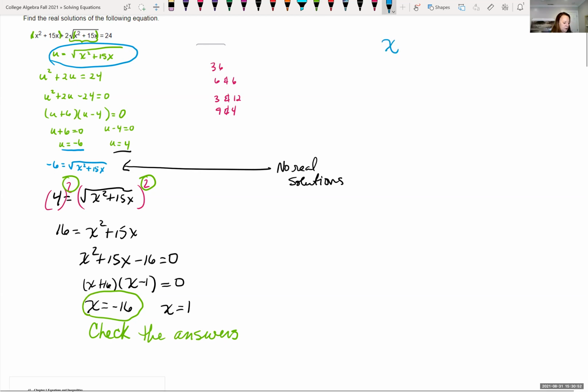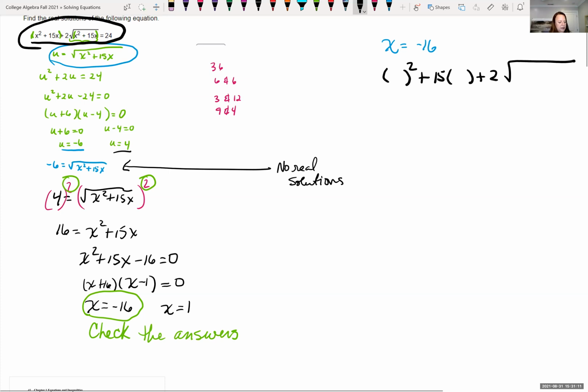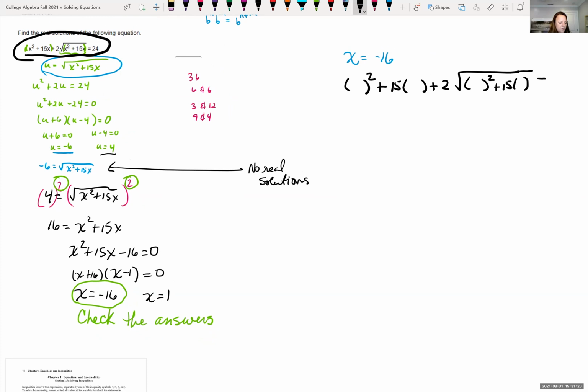So when x equals -16, let's go through. We're going to put in parentheses wherever we see an x, and then we're going to go back in and replace it with a -16. So we have x squared, so parentheses squared, plus 15 times an x, so parentheses, plus 2 square root of x squared, so -16 squared, plus 15 times an x, so parentheses. Does this really equal 24?